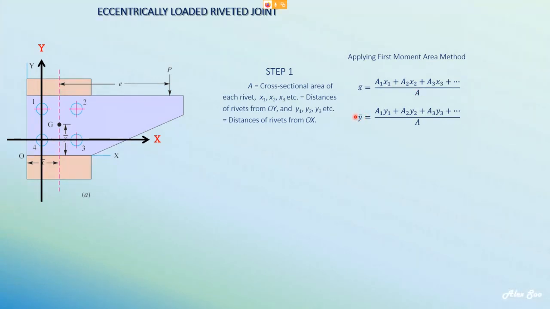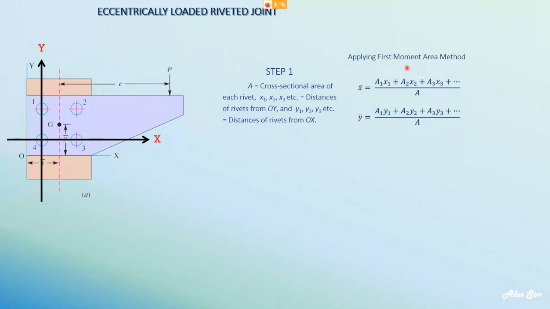Then the next coordinate, that is the Y bar. So you have A1 Y1 plus A2 Y2 plus A3 Y3 plus A4 Y4. In this case, you have only 4 rivets. So A1, A2, A3, and A4 are the respective cross-sectional areas of the rivets. Y1, Y2, Y3, and Y4 are the vertical distances that you measure from your reference axis X. So Y2, and this distance will give you Y1, where Y3 and Y4 should be 0.